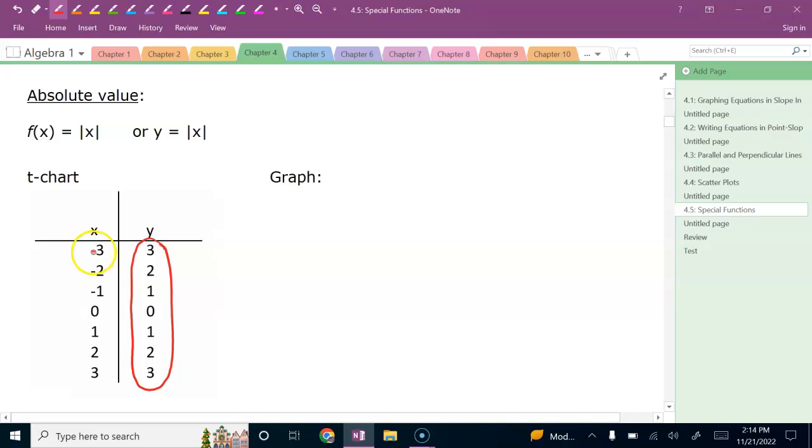So the absolute value of -3 is positive 3. -2 would be positive 2. And then notice down here when they were already positive, they stayed positive. So it doesn't switch them to negative. So don't make that mistake. Now the other thing that we'll have to do is once we get our points, we'll have to graph them.